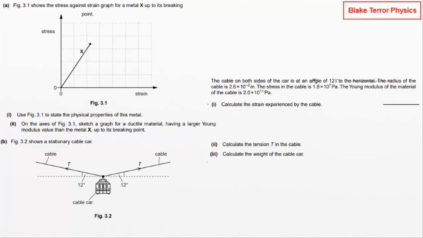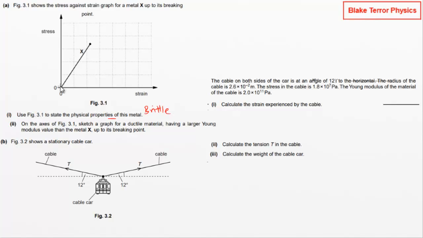Figure 3.1 shows the stress against strain graph for a metal X up to its breaking point. Right, so stress against strain, fair enough. Use figure 3.1 to state the physical properties of this material. So properties, so we're wanting at least two of them here. So one of them is brittle because it's just snapping at the end here. So brittle is going to be number one.